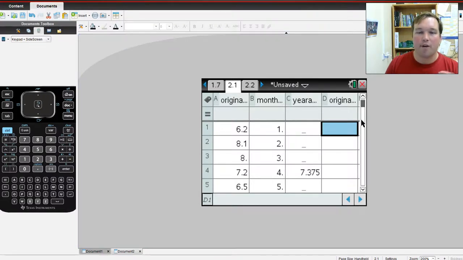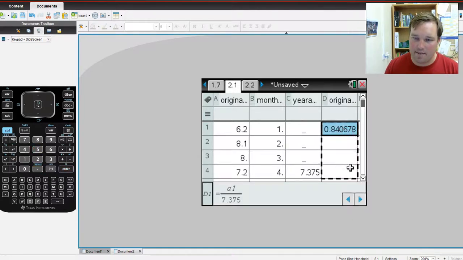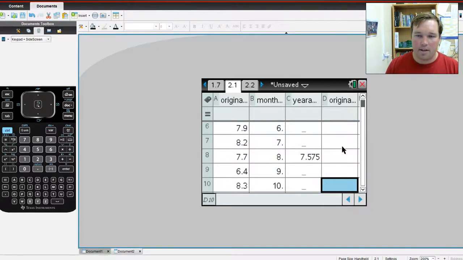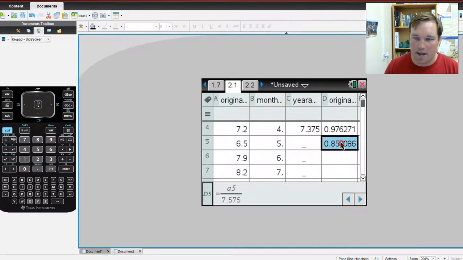The next step is dividing each original amount by the yearly average. So I've titled this original div average. So to get this, we would do that. And then over, honestly, the easiest way is just to type it in, 7.375. And if we drag that down here, that gets us each one of the first 4 divided by its yearly average. However, that doesn't, of course, do the rest, because after here, we want the next 4. So equals A5 divided by 7.575. And we do that for the next 4.